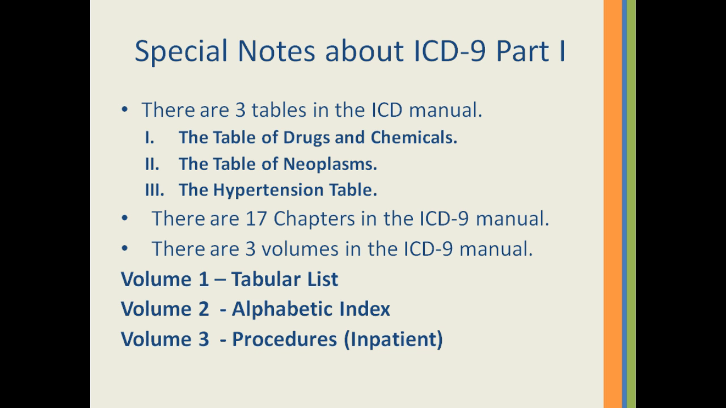I would like for you to also know that there are 3 volumes in your ICD-9 manual. You have Volume 1, which is your tabular list, Volume 2, which is the alphabetic index, and Volume 3, which are your inpatient procedures. Keep in mind that Volume 1 is not at the beginning of the book. The tabular list is actually in the middle. Volume 2 is in the beginning, and Volume 3 is at the end of your ICD-9 manual.